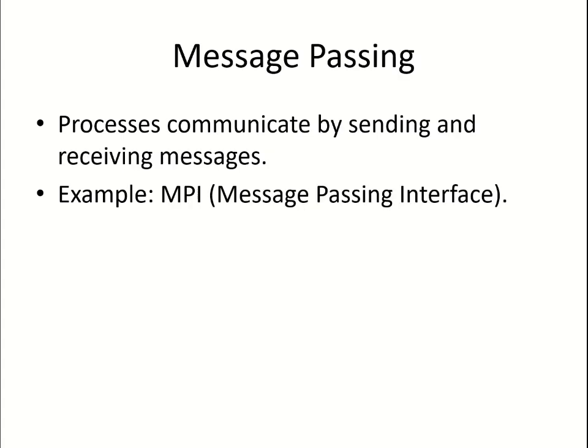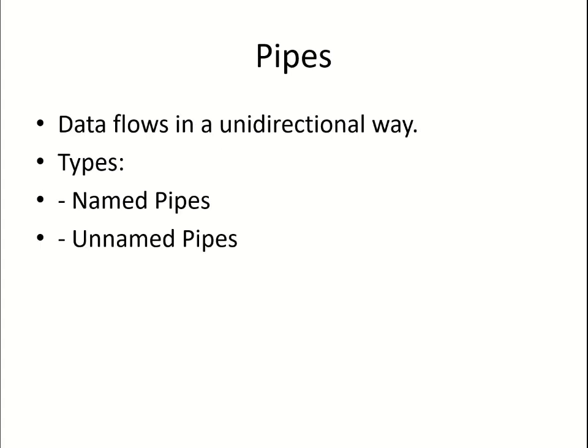Message passing. The processes communicate by sending and receiving messages. Example, MPI, message passing interface. This is about message passing. And now pipes. Data flows in a unidirectional way. This is called pipes. And there are two types: named pipes and unnamed pipes.